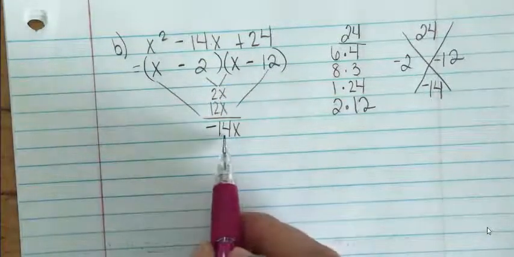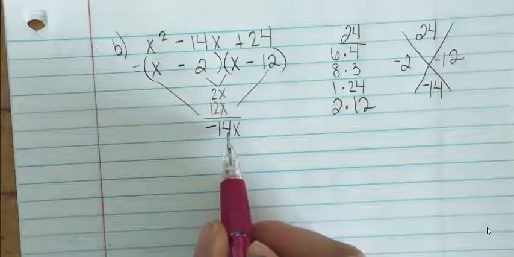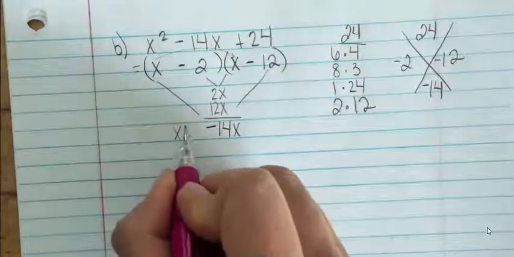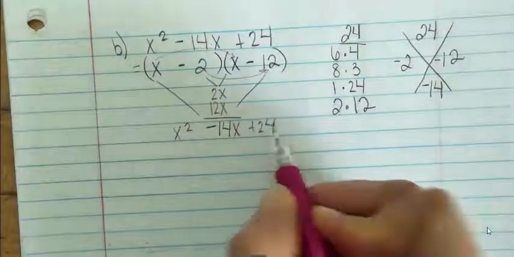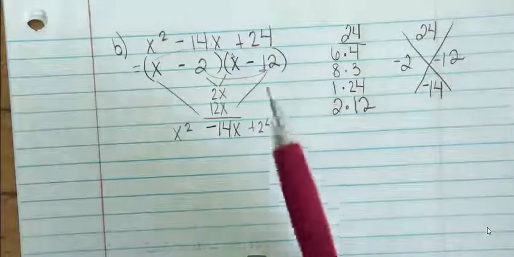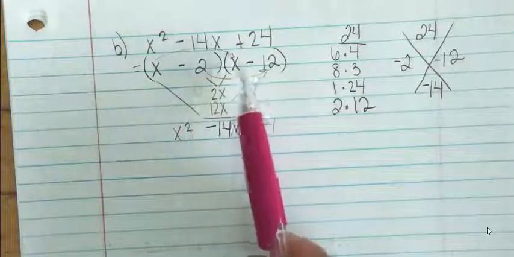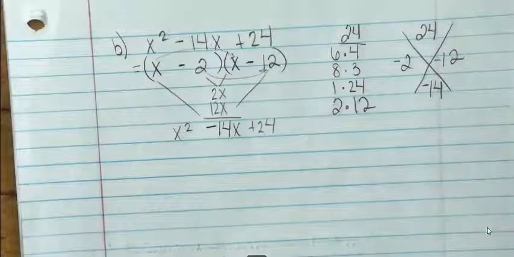And then this is a great way of checking. So you can do the area model, or another great way of checking is just to say, hey, my first terms now give me x squared, and my last terms now give me positive 24. That's another way that you can check this. Your last term will only be positive if both of your signs here are exactly the same. So they either both be negative or both be positive.